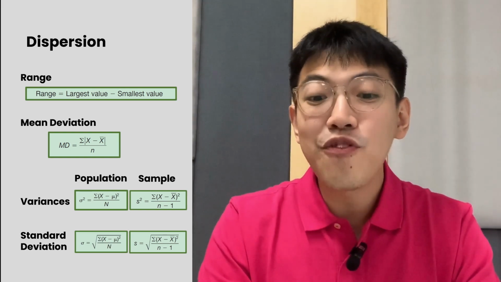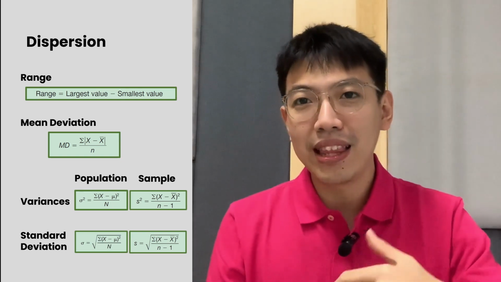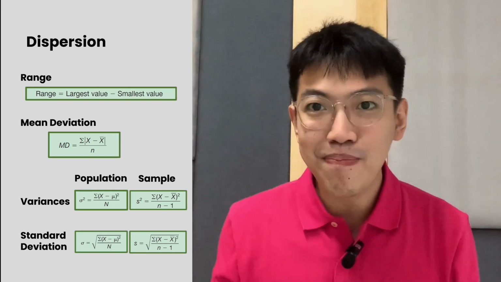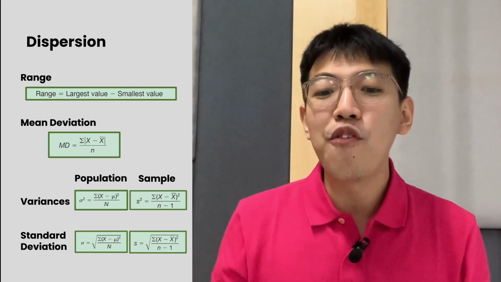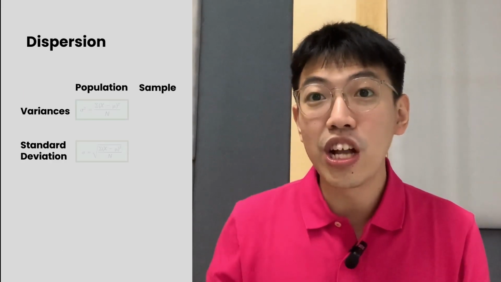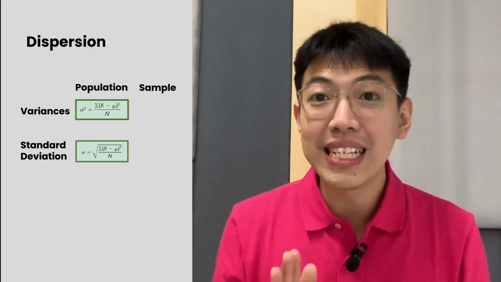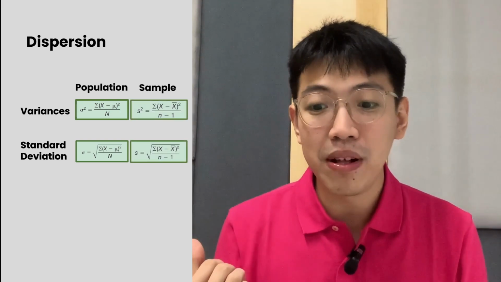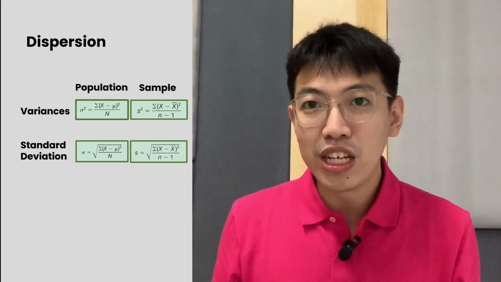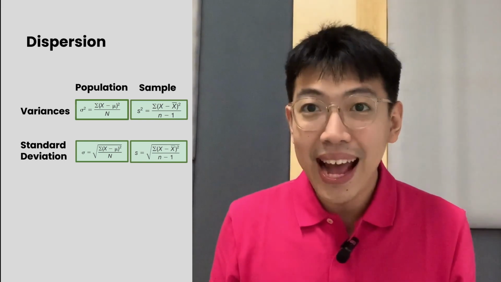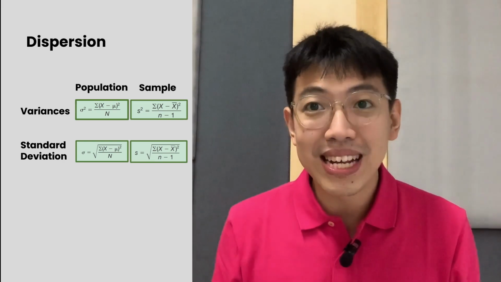For calculating variance and standard deviation, you have to pay attention to whether it is population or sample, since the formula will be different. This is the formula of variance and standard deviation of population. And this is the formula of variance and standard deviation of the sample. The difference is in the denominator. For the population, the denominator is n, while for the sample, the denominator is n minus 1.